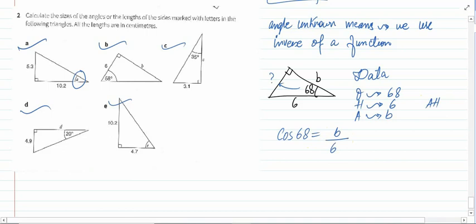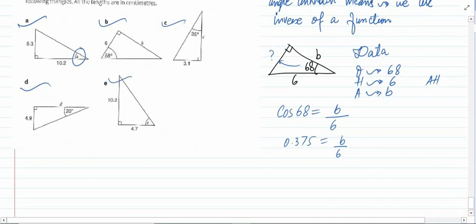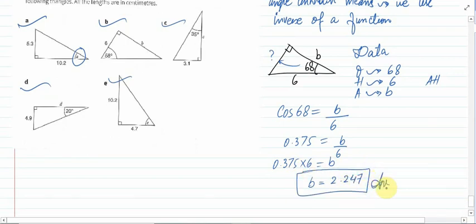If you find the value of cos 68, it's 0.375 equals B divided by 6. If we shift 6 to the left side, it will be 0.375 multiplied by 6 equals B. If you multiply it, the value of B is 2.247. That is your answer.